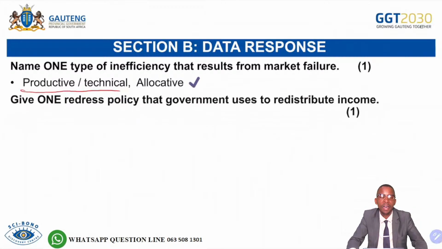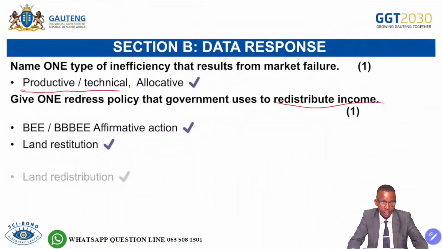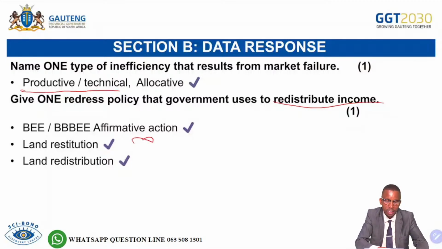We also have Pareto inefficiency, which occurs when it is impossible to make someone better off without making someone worse off. One redress policy that government uses to redistribute income is what we call BEE, which is a part of affirmative action, land restitution, and land redistribution under land reform. Both of these are under land reform.